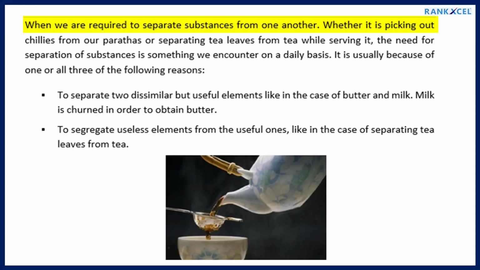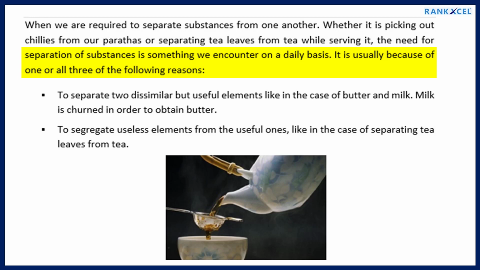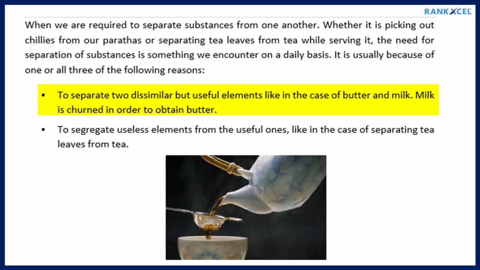When we are required to separate substances from one another, whether it is picking out chilies from our parathas or separating tea leaves from tea while serving it, the need for separation of substances is something we encounter on a daily basis. It is usually because of one or all three of the following reasons. To separate two dissimilar but useful elements, like in the case of butter and milk. Milk is churned in order to obtain butter.